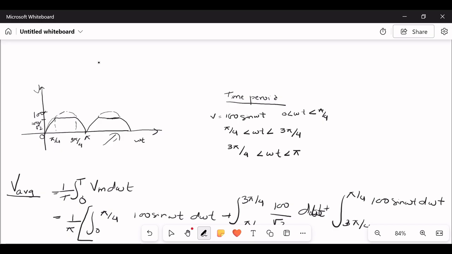So the time period is given as follows. For the first part, from 0 to π/4, there is 100 sin ωt as the voltage. From π/4 to 3π/4, the voltage is 100/√2, a constant voltage, and again from 3π/4 to π, it takes voltage as 100 sin ωt. For this time period, we have to do the integration to find the average value and the RMS value of the given waveform.